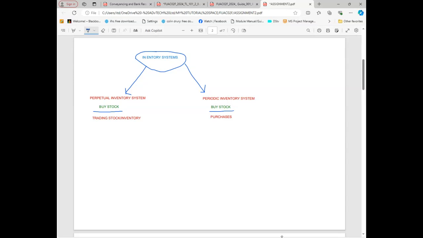So as a business, you must choose which system you want to use. Are we together? Yes. Now, obviously, when we are in business, we don't buy stock to consume. We buy stock to sell.